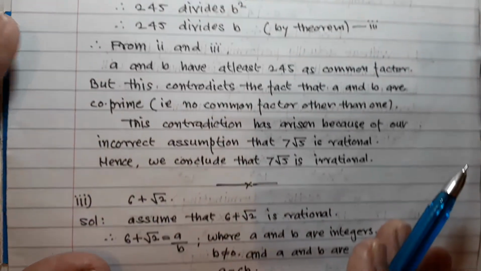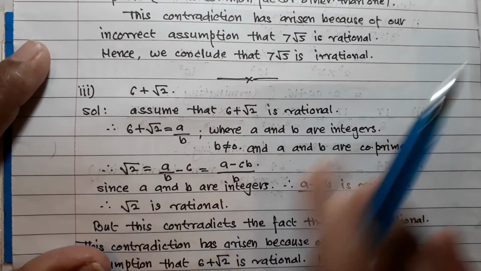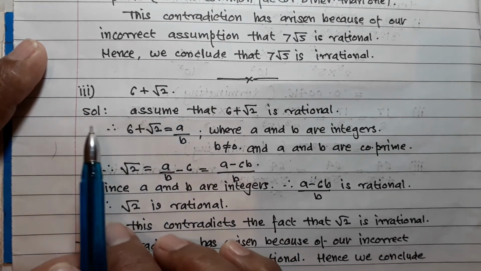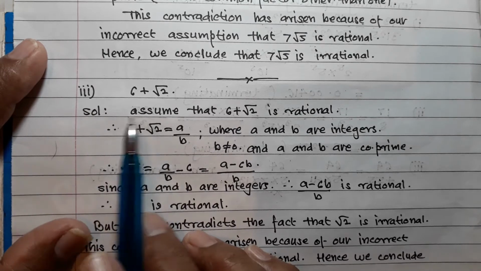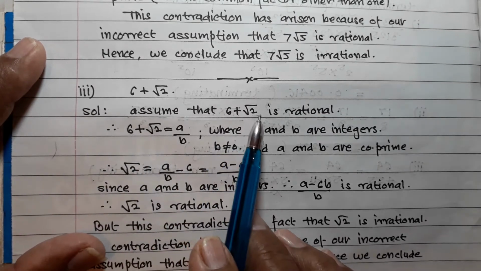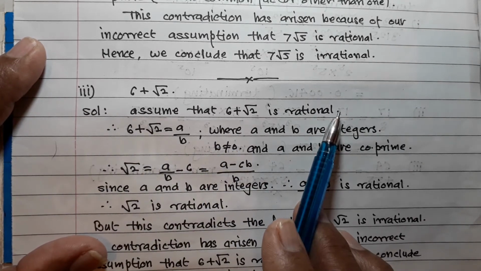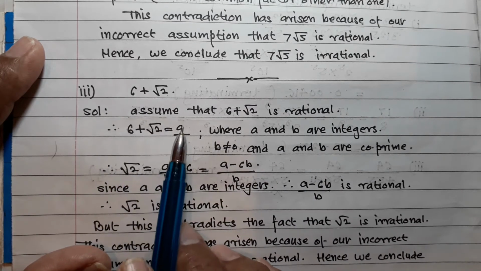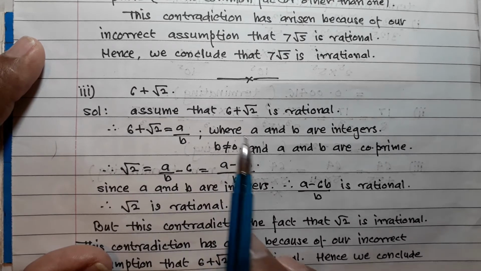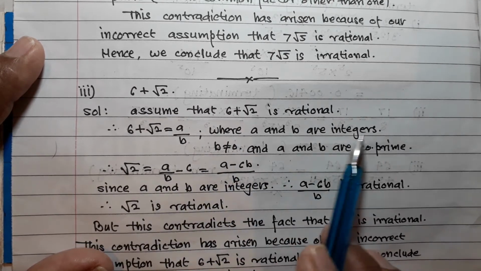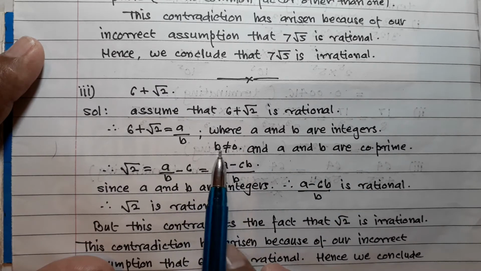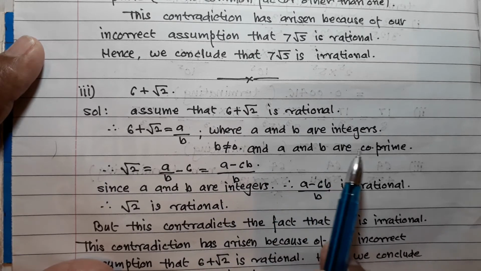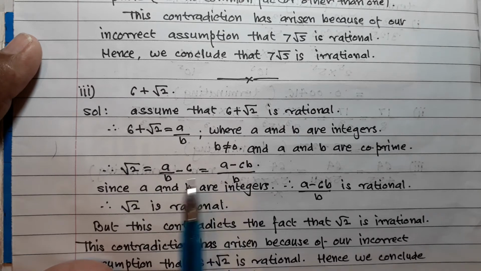Okay. Question number 3: 6 plus root 2. Solution. Assume that 6 plus root 2 is rational, and therefore 6 plus root 2 is equal to a upon b, where a and b are integers, b is not equal to 0, and a and b are co-prime.